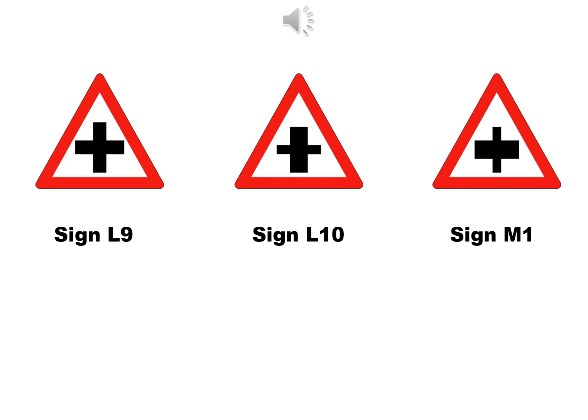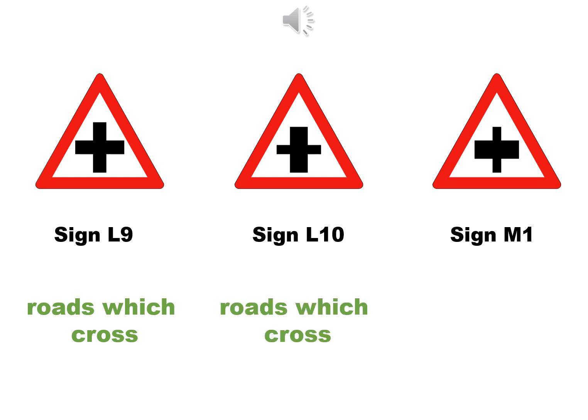Sign L9 warns you about roads which cross ahead. Sign L10 warns you about roads which cross ahead and vehicles from the side must stop or yield at the intersection. Sign M1 warns you about roads which cross ahead and you may have to stop or yield at the intersection. Keyword for all 3 signs are roads which cross ahead.